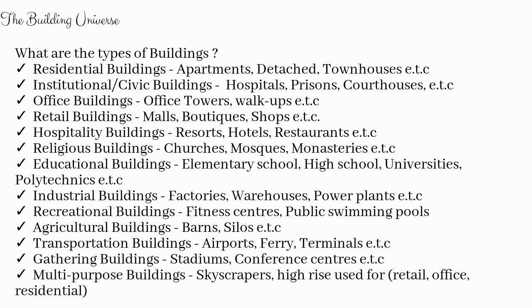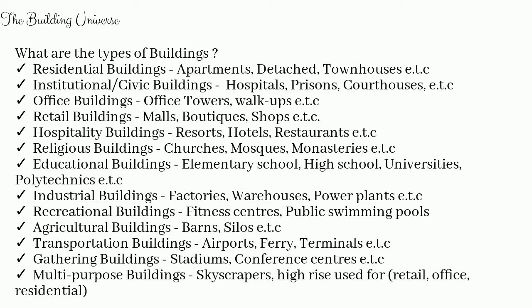The examples of these types of buildings are in front of you. Residential buildings are the buildings that we live in, our living quarters. There we can live in apartments, bungalows, duplexes, detached houses. For the retail buildings, we have our malls, our boutiques, our shops. Institutional buildings, we have our museums, our conference centers, our prisons. For religious buildings, these are our places of worship, where we go to serve our God.